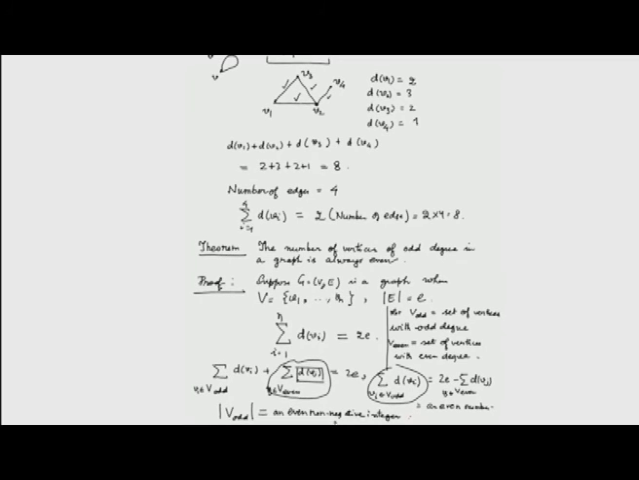This completes the proof of the theorem. So, what we have proved is that no matter whichever graph I take, and if I compute the degrees of the vertices, then we will see that the number of vertices with odd degree will always be even. With this, we come to the end of today's lecture. Thank you.